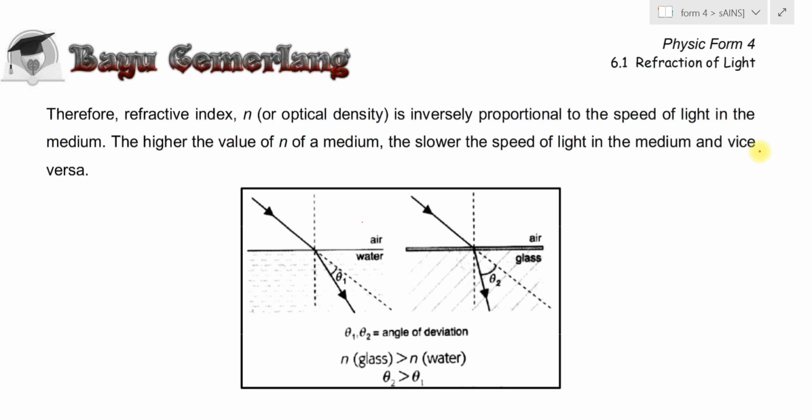Ini dia ambil angle of deviation. Okay. Dia sepatutnya kena ambil angle dekat sini. Okay, tak apa. Jadi kita boleh tengok. Refractive index of glass is more than water. Okay. Kalau dia semakin dekat dengan garisan normal, maksudnya speed dia terlalu rendah. Okay, speed dia terlalu rendah.